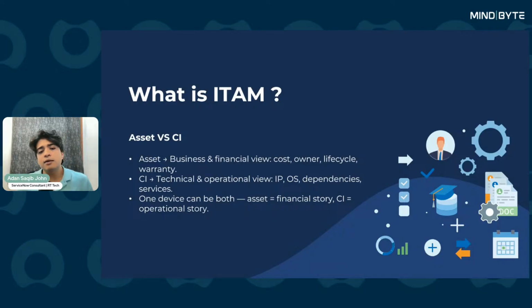When we take the example of the same laptop, and that record is stored as a CI, it would tell you what network it's on, what applications it's running, and what would break if that specific asset went offline. So in practice, a single physical device can have both an asset record and a CI record linked together. The asset tells us a financial story, and the CI tells us the operational story of that asset.